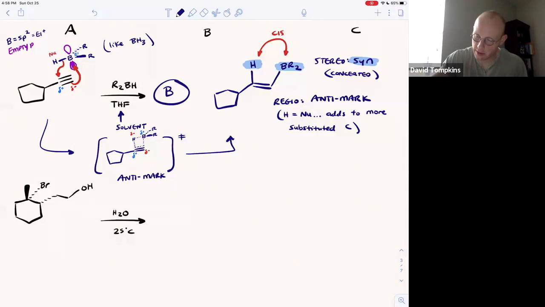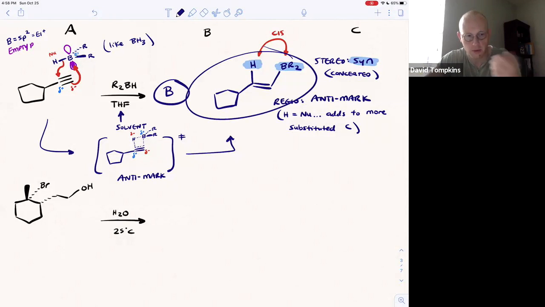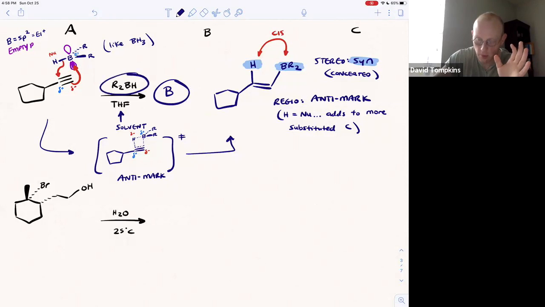Many times you'll go on to take this and treat it with hydroxide and peroxide and make an enol. But if you're just given the alkyl borane, then you stop at that intermediate, the alkenyl borane.